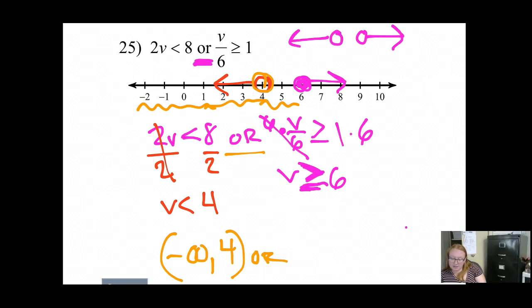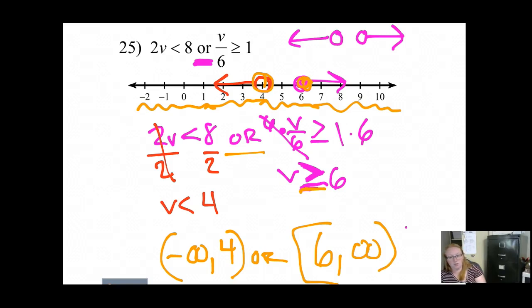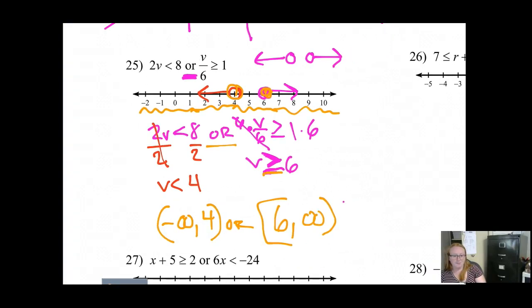I'm going across and I hit 6 first. It'll go on and on till positive infinity. My 6 gets a bracket because it's a straight line equal sign or because it's colored in, your choice. And my infinity gets a parenthesis because it always gets a parenthesis.